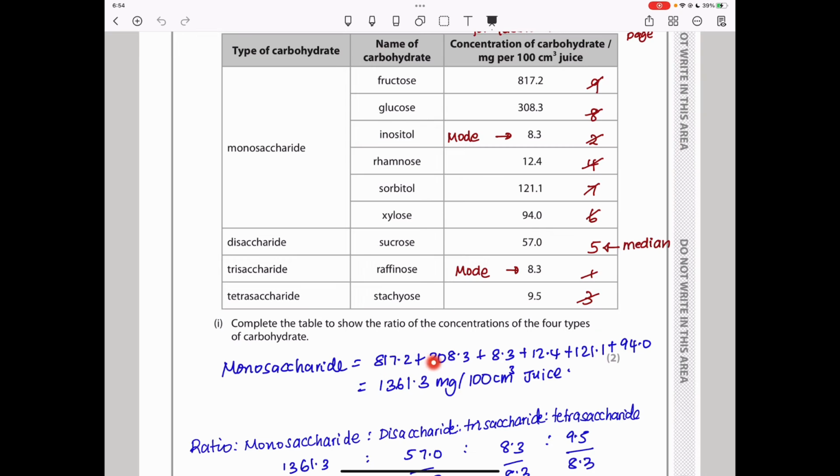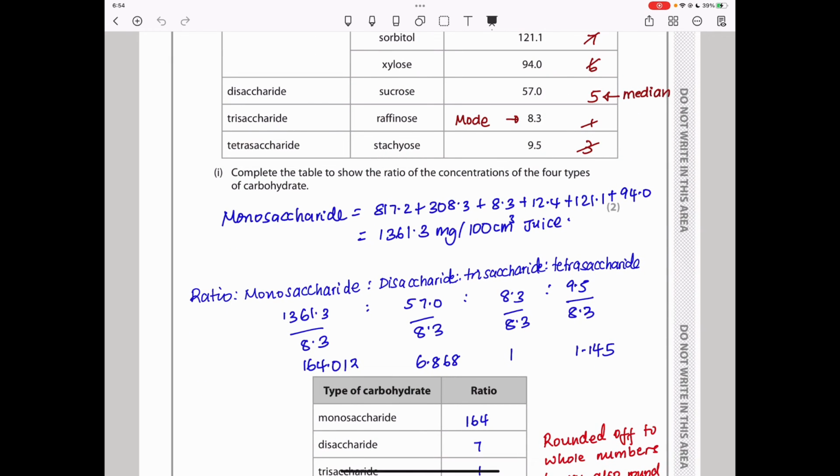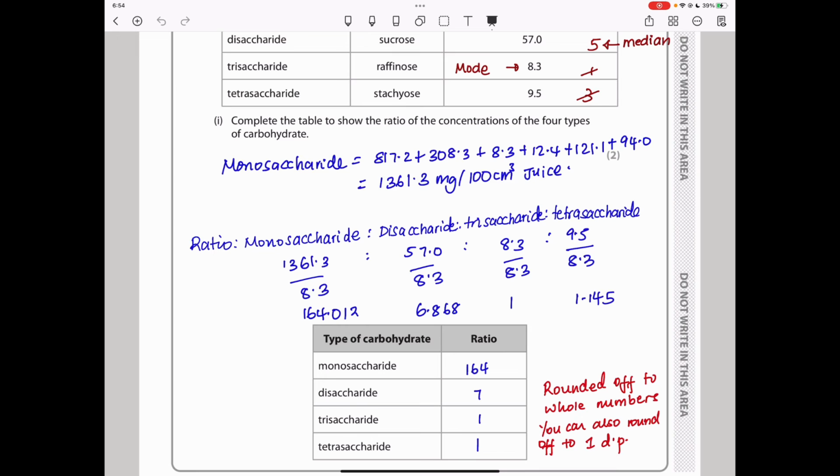So adding up all the monosaccharides, it gives me 1,361.3 milligrams per 100 centimeters cubed of juice, and that is the total for all the monosaccharides. And here the ratio is going to be that to that to that to that. When I divide through by the small x, which is this, I get a 164.012, a 6.868, a 1, and a 1.145. Now here I need to find a whole number ratio.